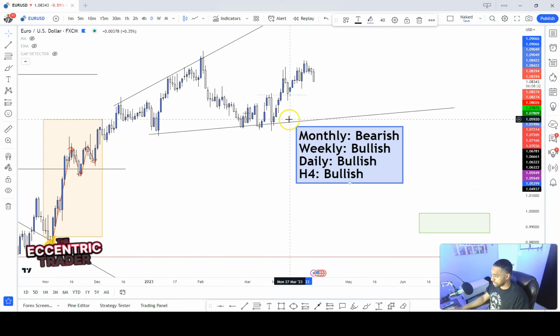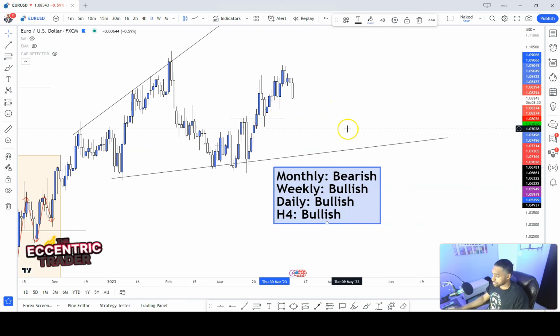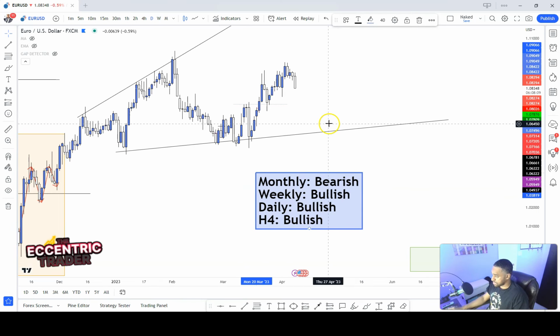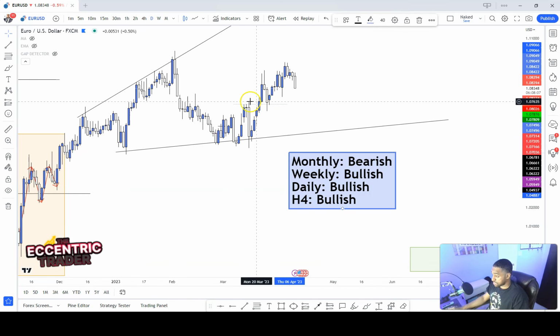Got some gaps right here. Check different servers. You know, I like using TradingView. I enter my positions on MT4. And you know, different servers show you different gaps for whatever reason. But you just want to be aware of the gaps, so you can plan your trades accordingly.